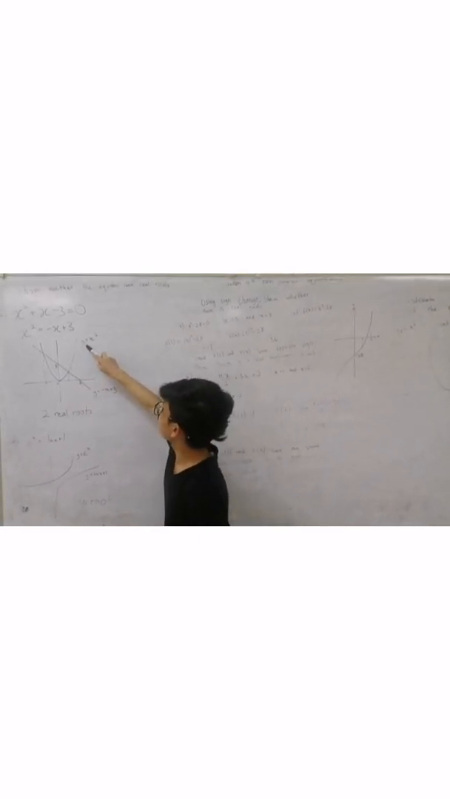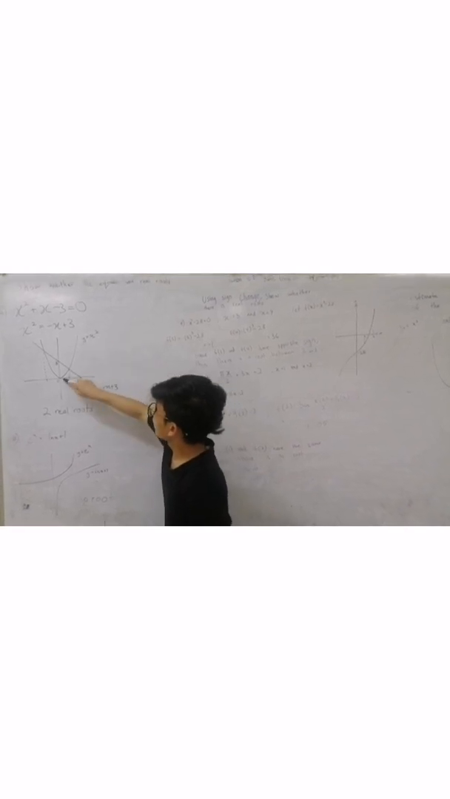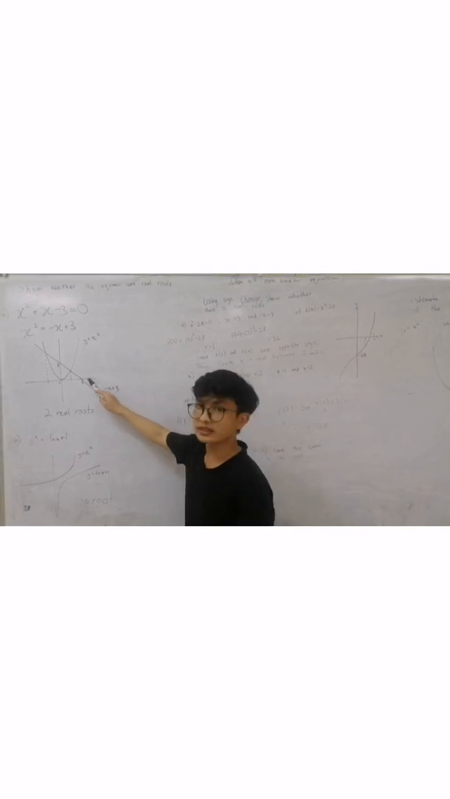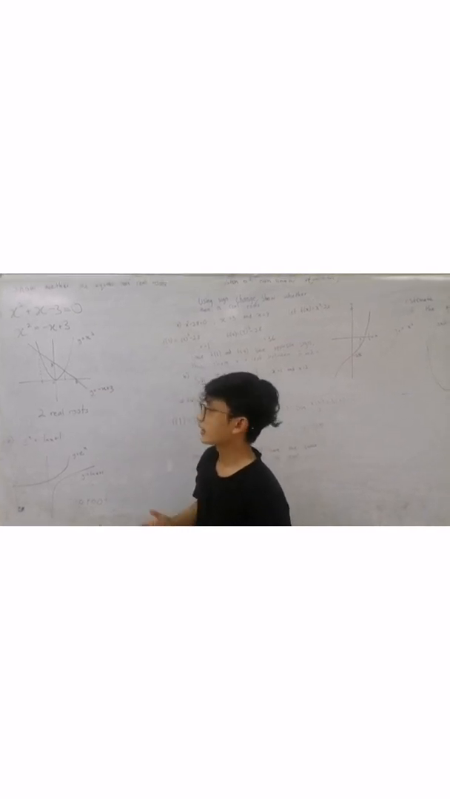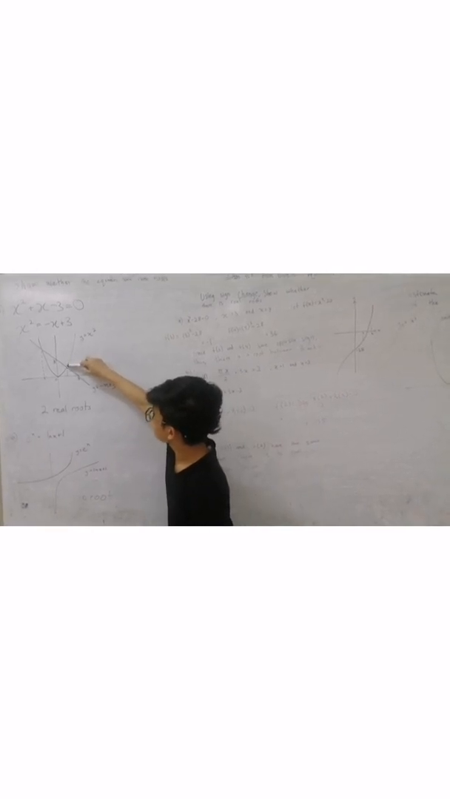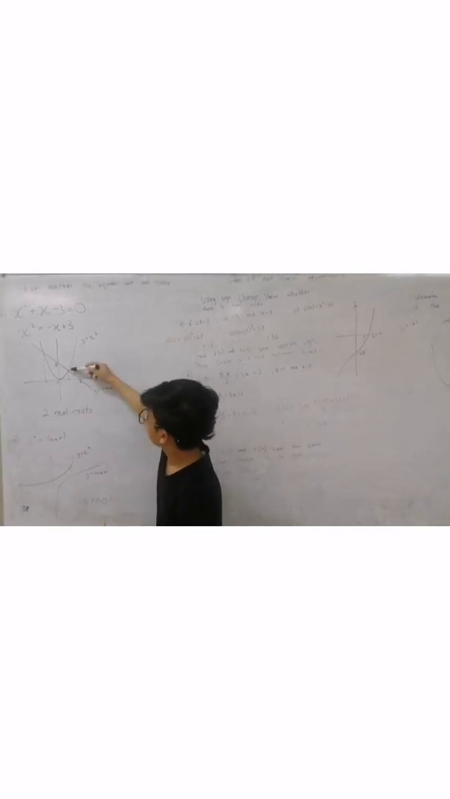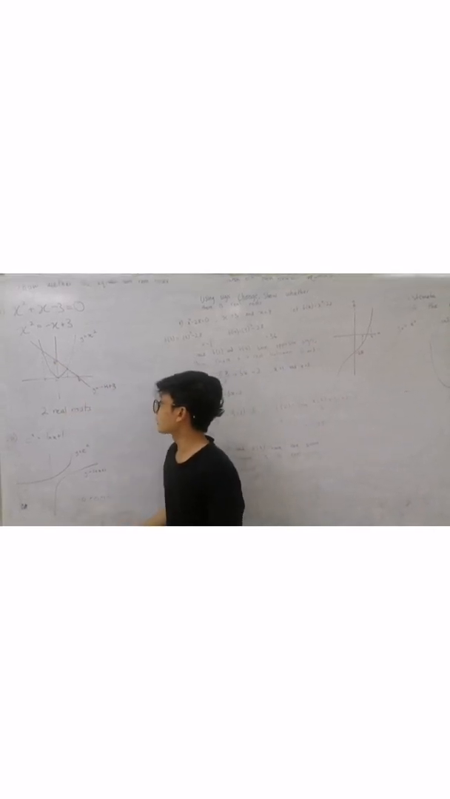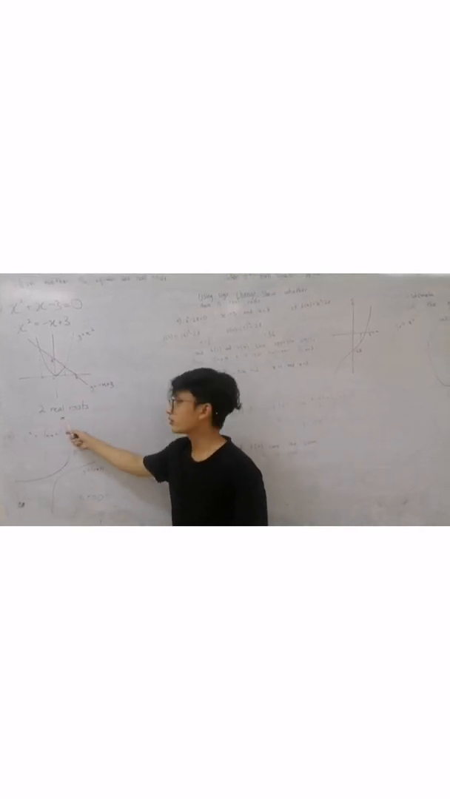So this is y equals x squared, which is quadratic, and y equals negative x plus 3, which is linear. So we're going to take a look at the intersection points. We can see the first intersection is here, and then the second is here. So there are two intersections, which means that it has two real roots.